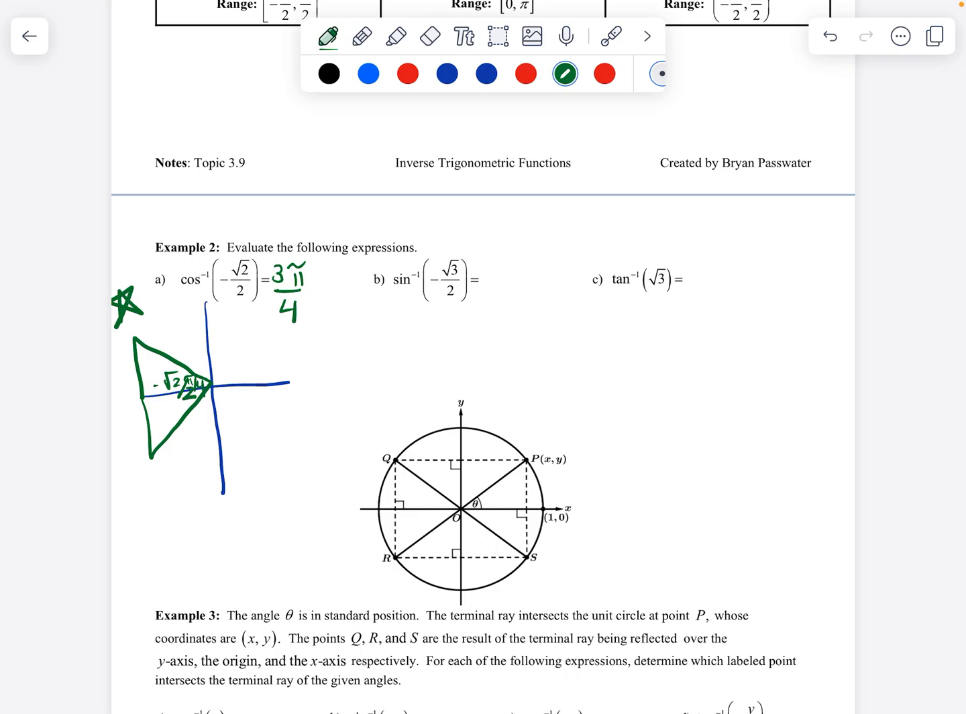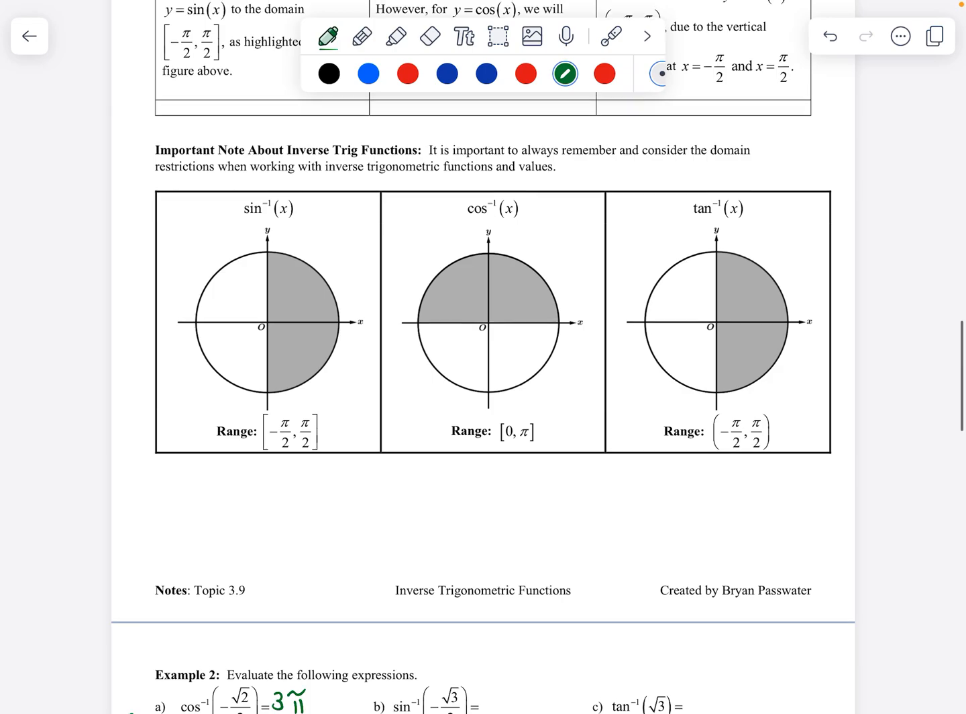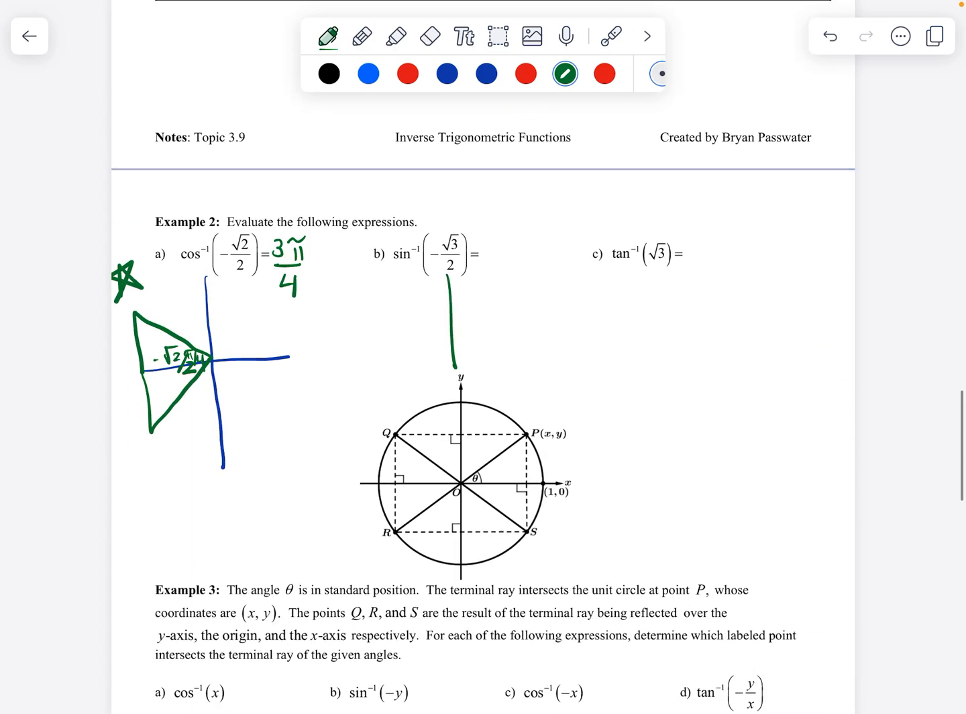So what about this next one? We want to know what our sine is. And sine is our y value. So it's here. And over here, our y value is negative. But again, we only care about this quadrant. So opposite that is pi over 3.